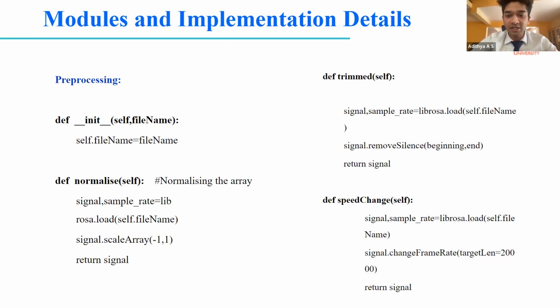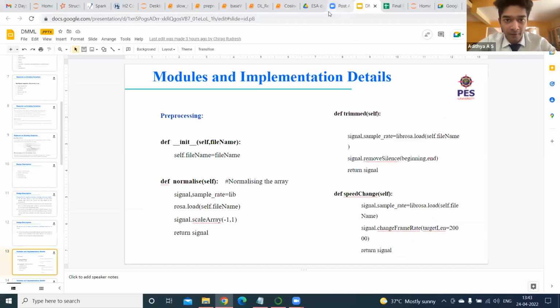And coming to speed change, the same words can be spoken at different speeds by different people. After comparing various values, we came to a target length of 20,000 for the length of the array. When we convert the audio file into an array, we make sure that the length of the array remains at 20,000. By doing so, we control the speed of the array, such that all of our training data set will also be uniform. We can see the code implementation of it as well.